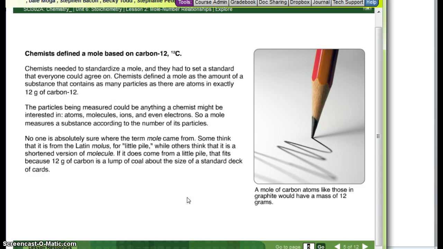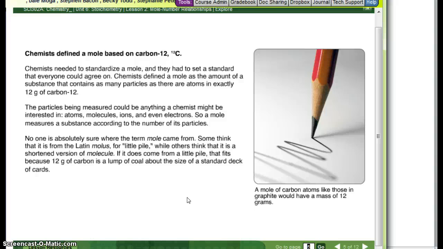Chemists defined a mole based on carbon 12, or in other words, 12C. Chemists needed to standardize a mole, and they had to set a standard that everyone could agree on. That's super important because when we think about medicine, we need everyone in the whole world to agree on certain quantities so that when they dispense medicine, everyone's on the same page. Chemists defined a mole as the amount of a substance that contains as many particles as there are atoms in exactly 12 grams of carbon 12. So they took 12 grams of carbon 12 and they said, okay, this amount is going to be called a mole. So that's how they came up with 6.022 times 10 to the 23rd.